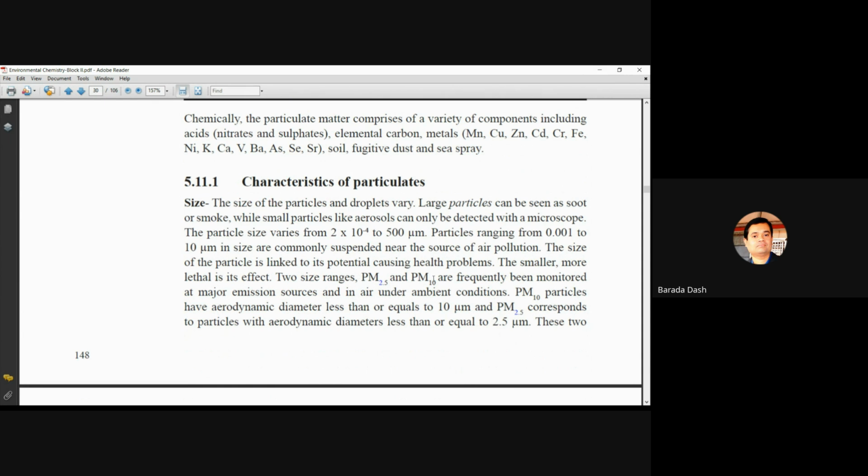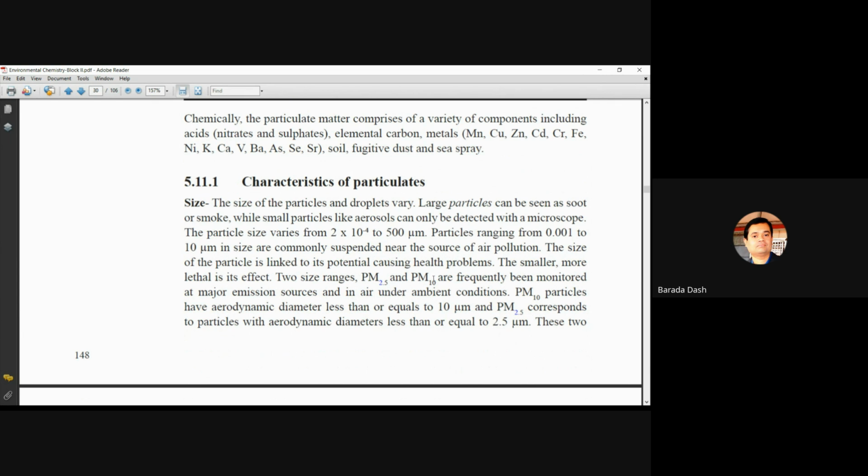Large particles can be soot or smoke, while very small particles like aerosol can only be detected with a microscope. Particle size varies from 2 × 10^-4 to 500 micrometer. Particles ranging from 0.001 to 10 micrometer in size are commonly suspended near the source of air pollution. The size of the particle is linked to its potential for causing health problems.